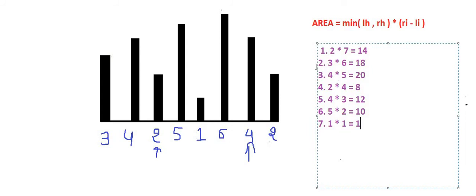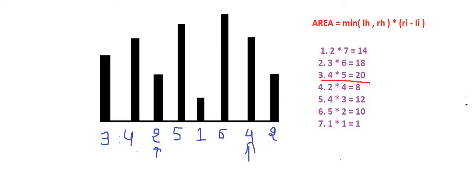So you can clearly see from this figure that the area is maximum at the third time, when we are at this 4 and this 4. So the maximum area is like this, and this is our answer.